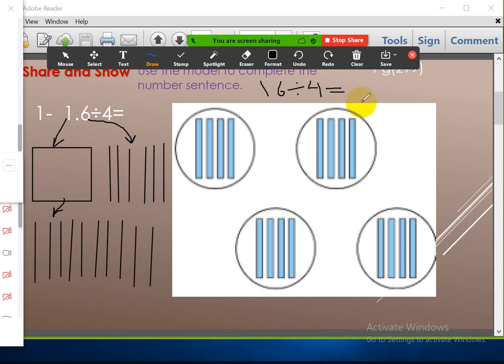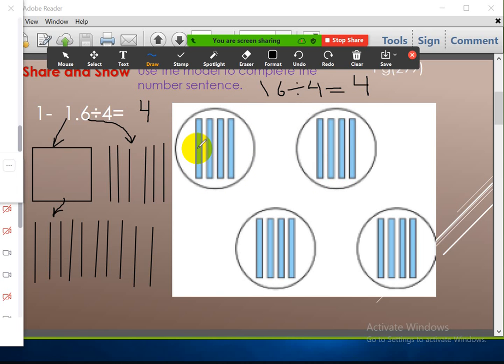So 16 divided by 4, thank you girls, equals 4. So each group will take 4 longs. That means the answer for this division is 4. The answer for this division is the number in each group. Okay, this is how I will divide by using base 10 blocks.